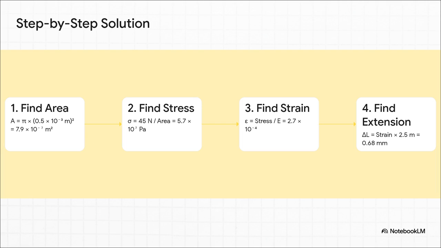Okay, now that we have stress, we use the material's DNA, that Young's modulus, to find the strain. And finally, since strain is just the fractional stretch, we can calculate the actual extension. And just look at that number, 0.68 millimeters. It barely moves. That really shows you just how incredibly stiff steel is.